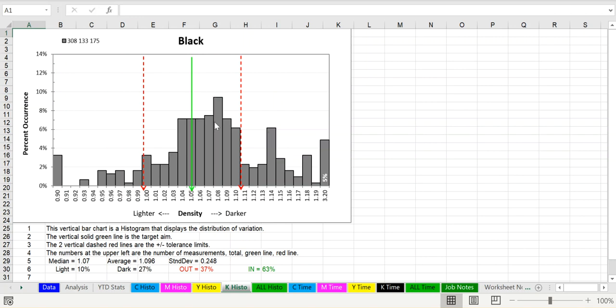The average measurement here was 109 or almost 110, and when you compare that to a target of 105, you can see that you're not exactly accurate. And the standard deviation here was 0.248, pretty large. And this histogram represents 308 measurements. Let's look at the yellow.